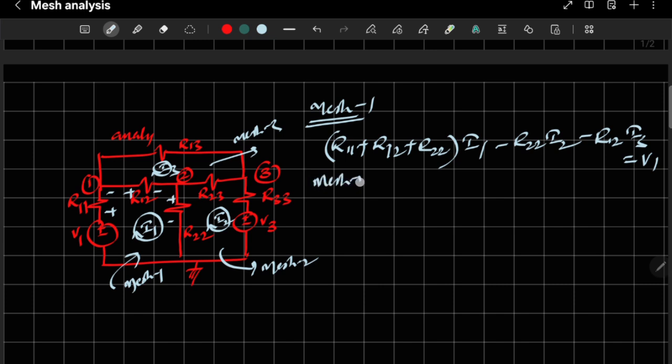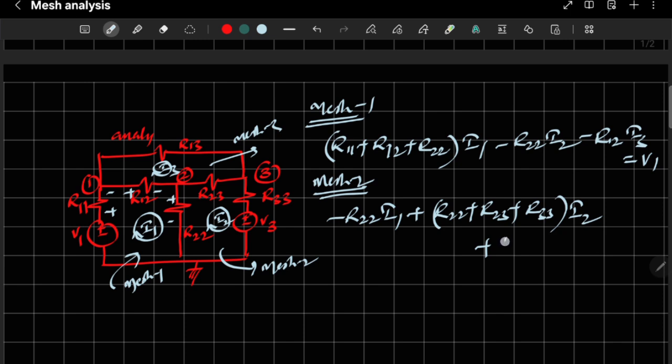Now mesh 2. With respect to I1, what is the resistance common to mesh 2 and mesh 1? That is R22. So minus R22 into I1. Now the sum of all the resistances available in mesh 2 you have to take. That is R22 plus R23 plus R33 multiplied with I2. Plus the resistance which is common to mesh 2 and mesh 3 is R23. Because it is a sharing resistor, I have to take minus R23 into I3.